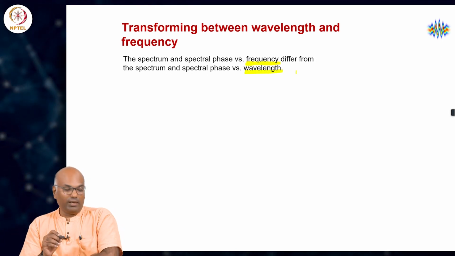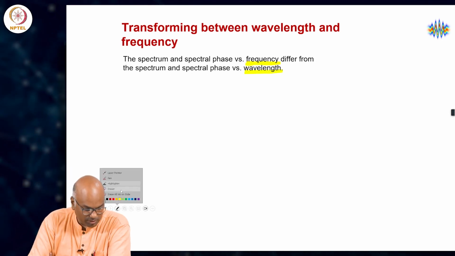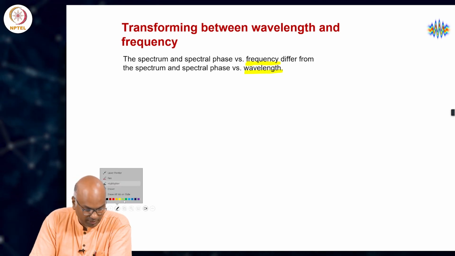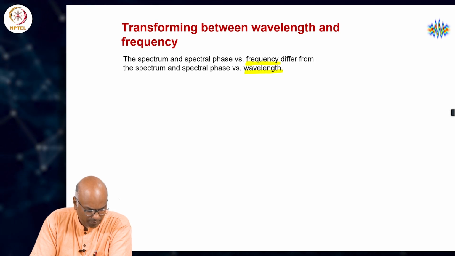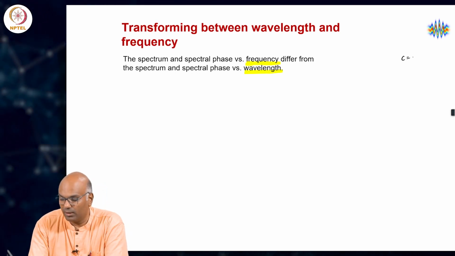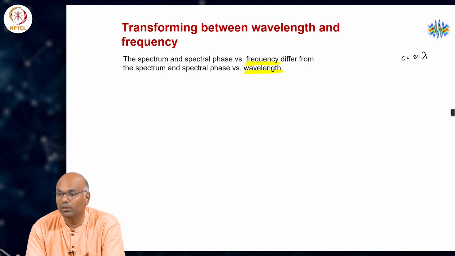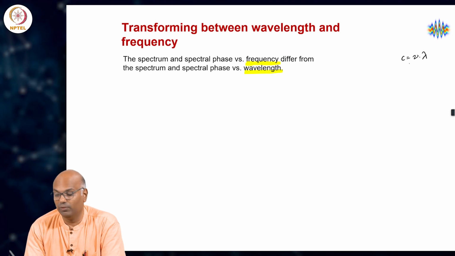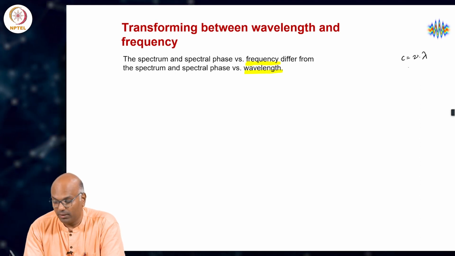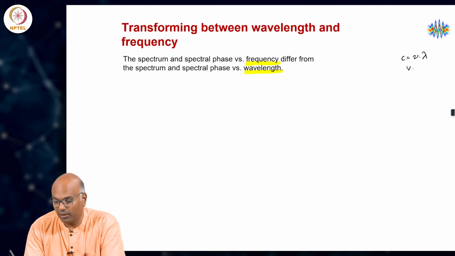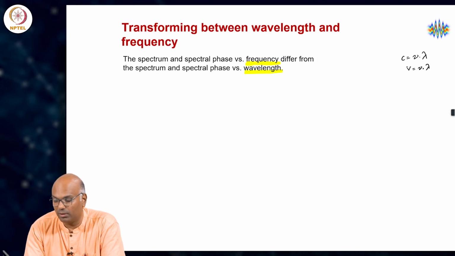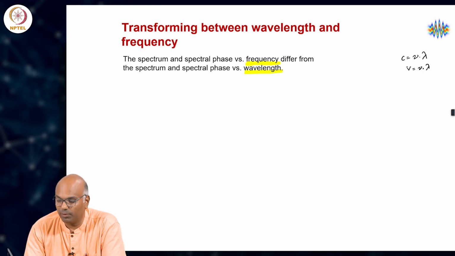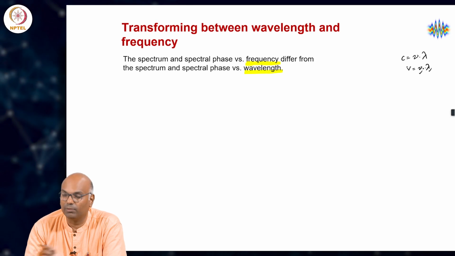Of course, you can challenge me by saying, hey, but what is the big deal? After all, we know for a fact that c is nu lambda. The speed of light in vacuum is a universal constant. For a medium, the speed of light is a constant in a given medium, but still they are both related through a physical property of the wave. How does it matter whether I measure frequencies or wavelengths?